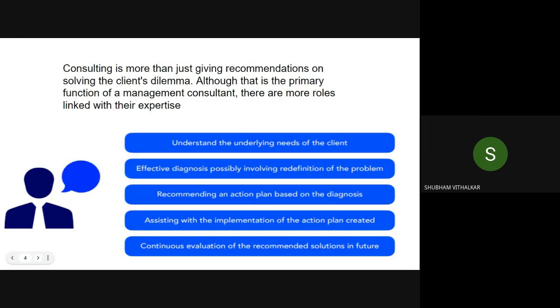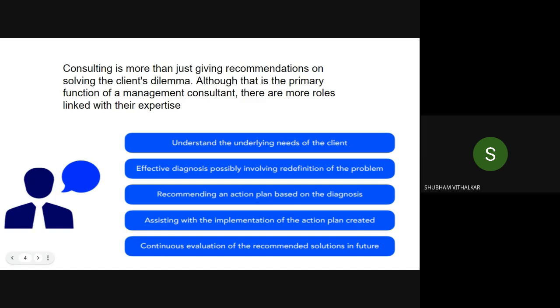So I hope you all understood about product management and what a product manager does. Now let us understand what consulting is. Consulting is not just that we give recommendations to solve the client's dilemma, but there are many roles linked to their expertise. Yes, the primary function of the consultant is to solve the client's dilemma, but there are also other roles linked to their expertise.